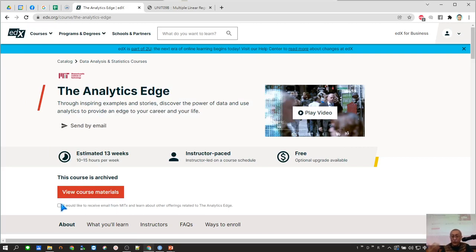So when you enroll into this course, you can see that it's actually free, right? With an optional upgrade, so you don't need to upgrade, right? After you register into the edX platform, you can enroll into this Analytics Edge course, right? And this is a course offered by MIT, right? There is a business school within MIT. It's called Sloan School of Management, right? One of the top tier business schools in the United States.